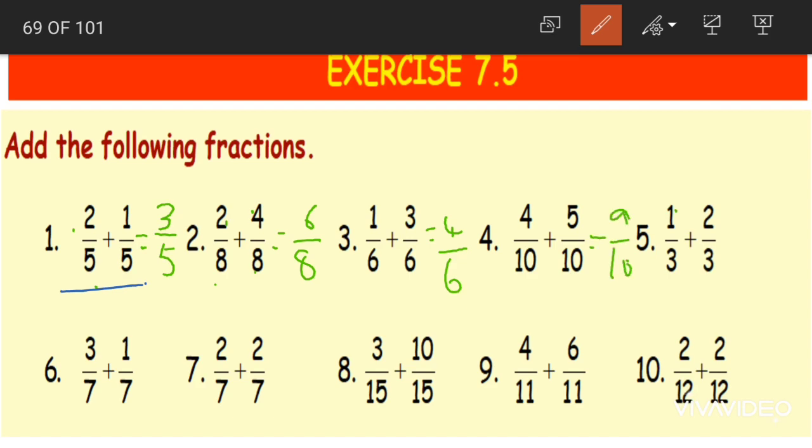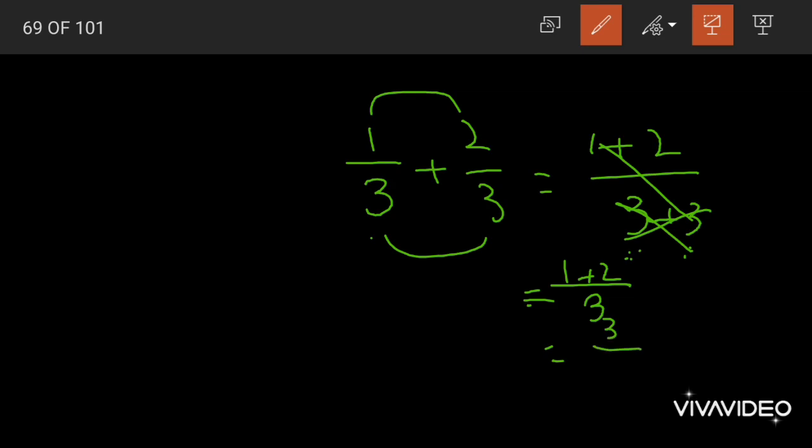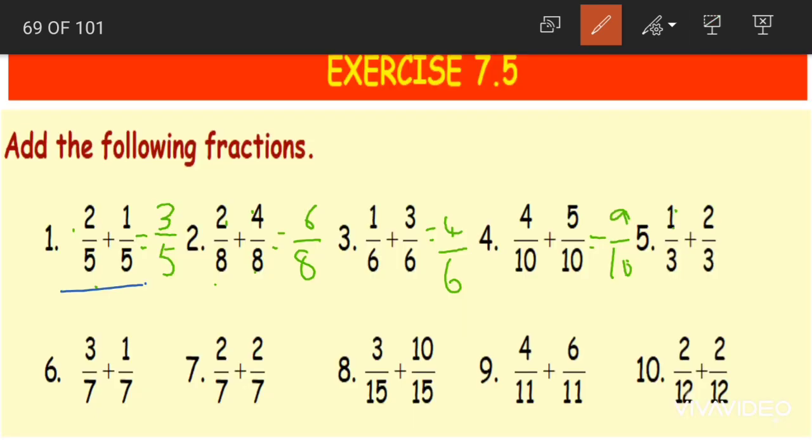Coming to question 5. 1 by 3 plus 2 by 3. Again 1 plus 2 divided by only 3, children. A single denominator is enough. Don't make the mistake of adding the denominators. Don't do 3 plus 3. The correct one would be 1 plus 2 whole divided by 3. 1 plus 2 is equal to 3, then divided by our denominator 3. So 1 by 3 plus 2 by 3 is equal to 3 by 3.